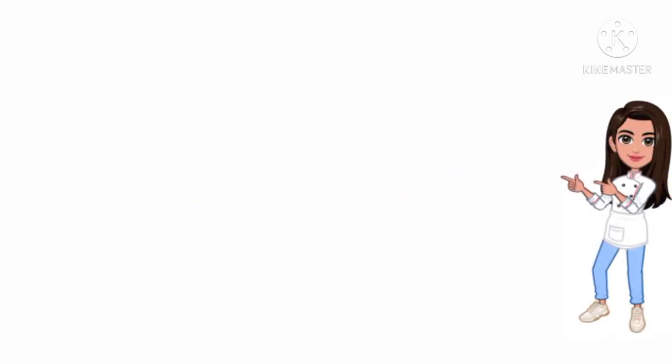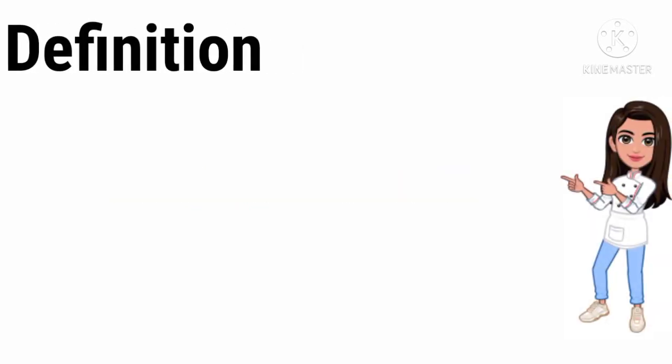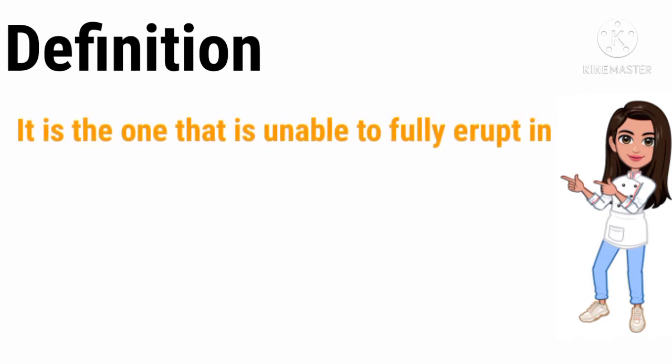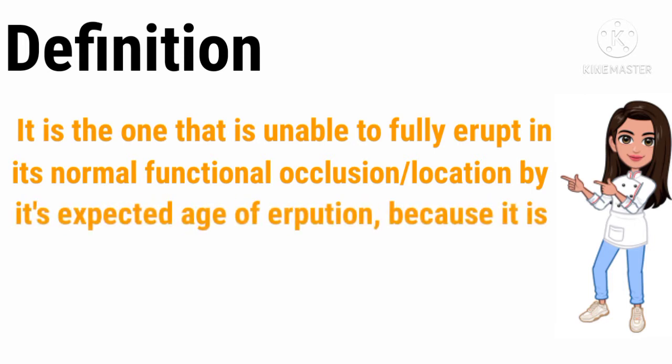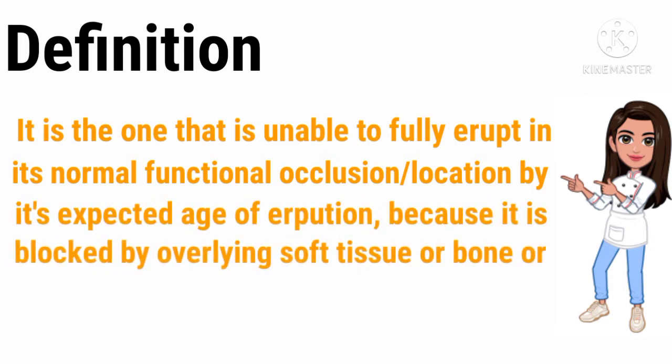Today our topic is impacted molar, and according to WHO, an impacted tooth is defined as one that is unable to fully erupt in its normal functional occlusion location by its expected age of eruption because it is blocked by overlying soft tissues or bone or another tooth.